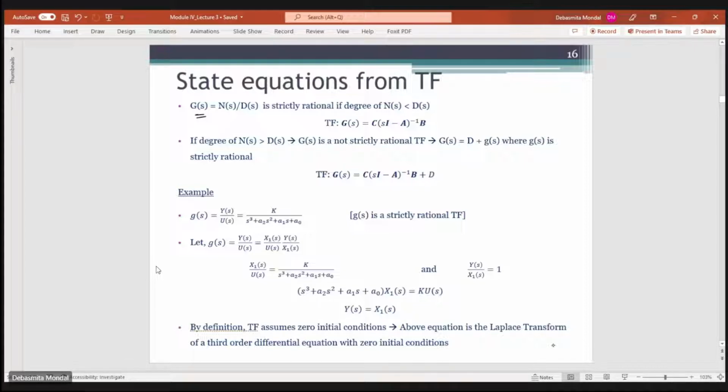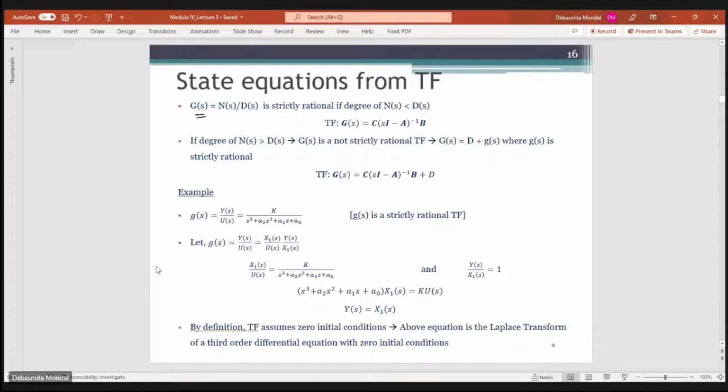You will have to express it as D plus G(s), where G(s) is basically a strictly rational transfer function, or strictly rational fraction. In that case, the transfer function will be given by C(sI minus A) inverse multiplied by B plus D. Okay, so let's just see an example.